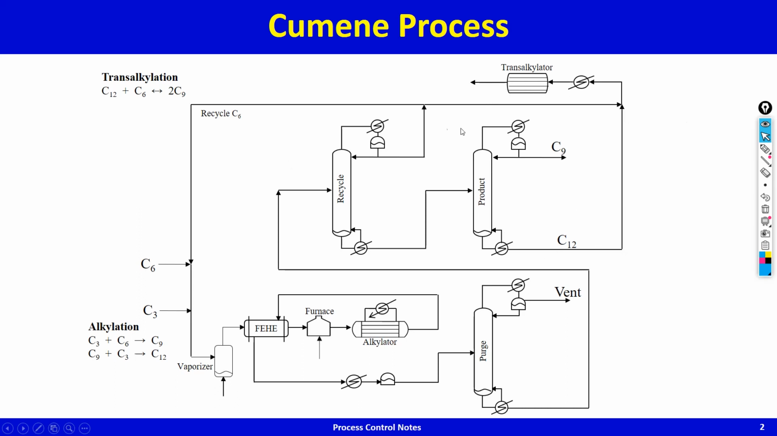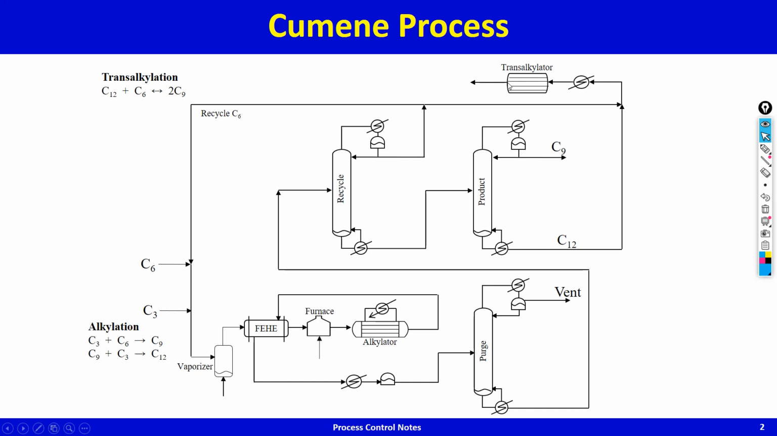The liquid C12 is mixed with the recycled benzene stream. Part of it is sent here. The C12 stream is very small in terms of flow rate, so it's mixed with C6. The C6 C12 mixture is heated to the reactor temperature, and the transalkylation reaction happens in the transalkylator. It turns out that the transalkylation reaction is almost athermic, no heat of reaction. So the transalkylator is essentially adiabatic. It's a tubular reactor.